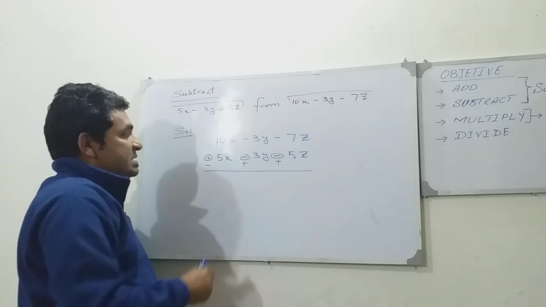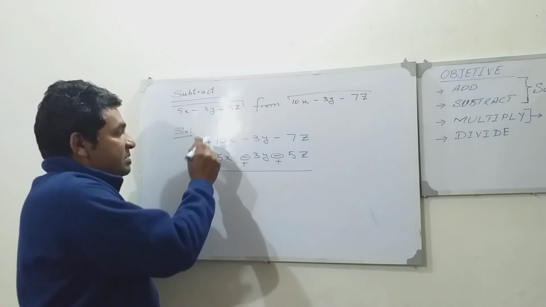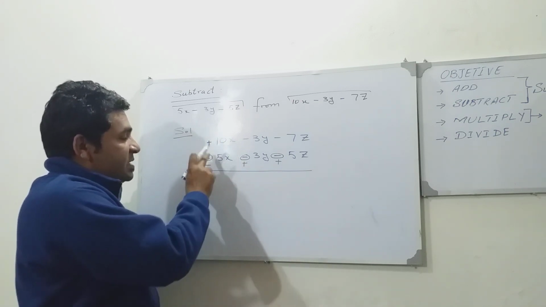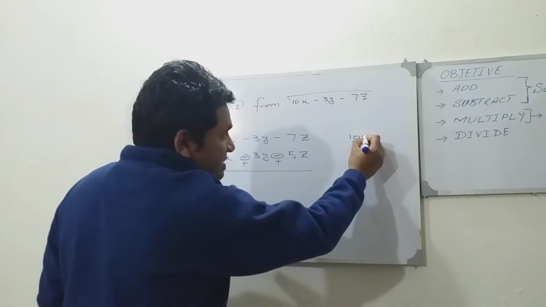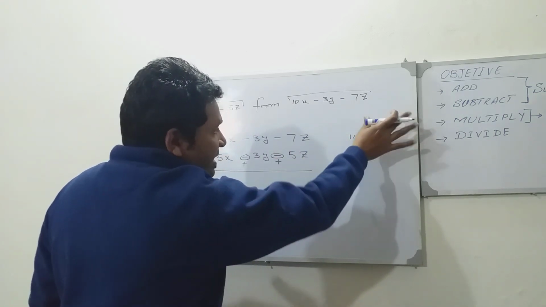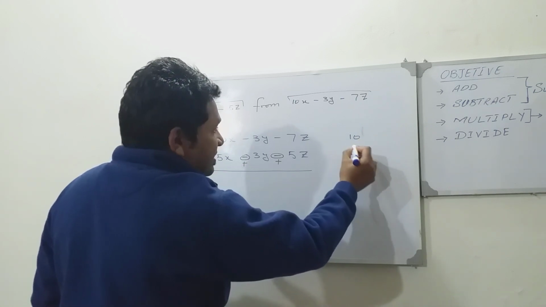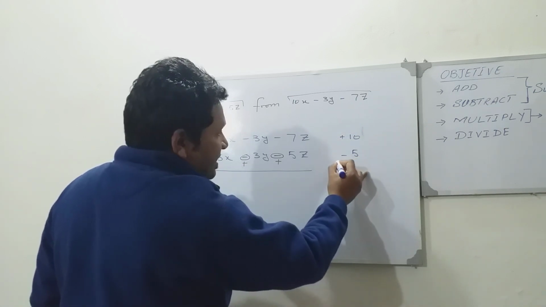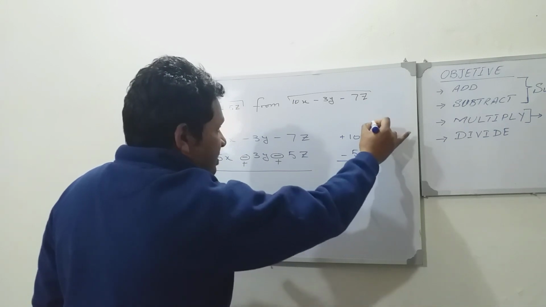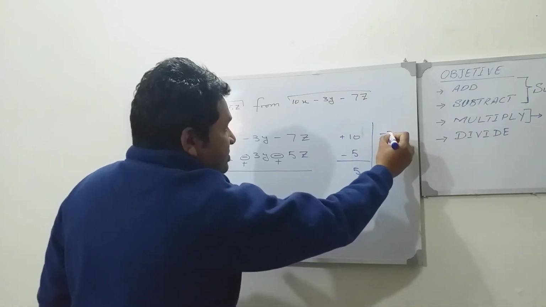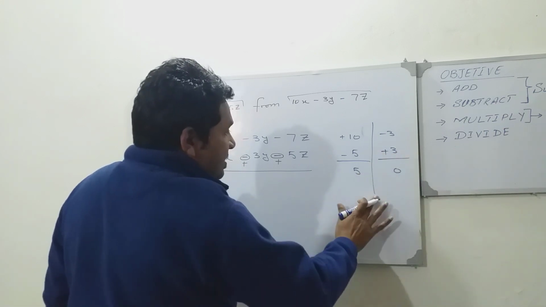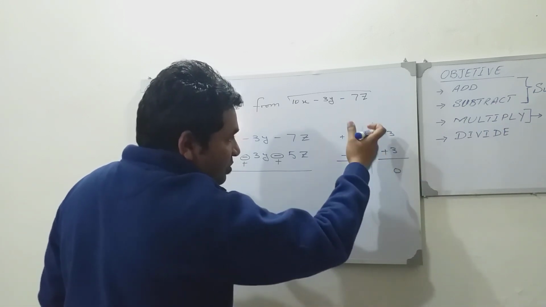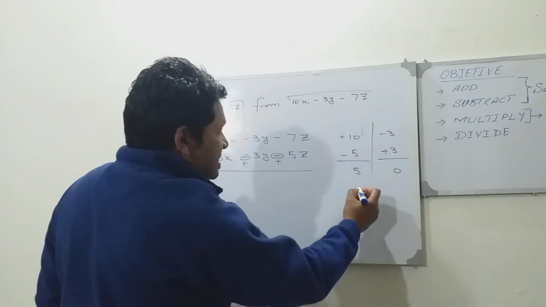We will just be considering the sign of the first term and the term which is written below it with the new sign. So it is 10x, or you can simply write 10 and 5. 10 is positive, 5 is negative, answer is 5. Then minus 3 and plus 3, and answer is 0. Minus and plus, they both cancel each other, and then we get the answer 0.